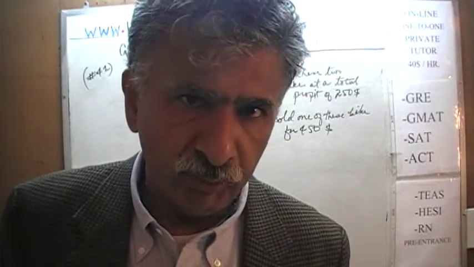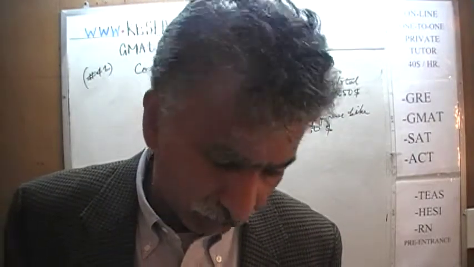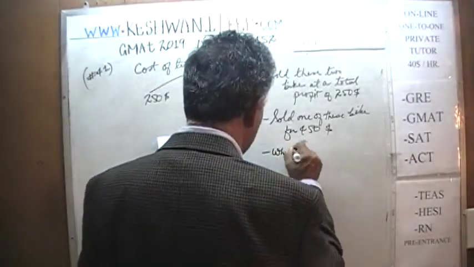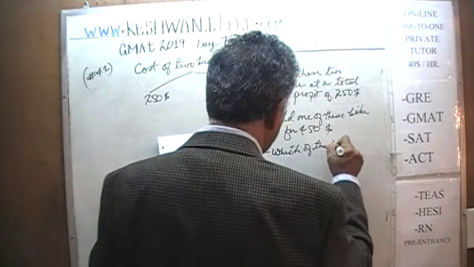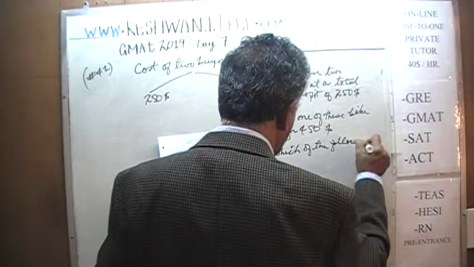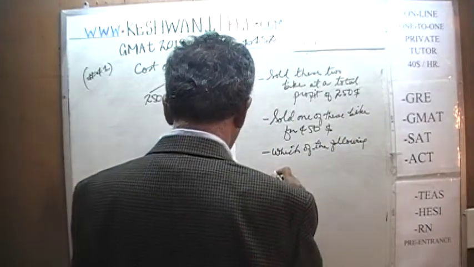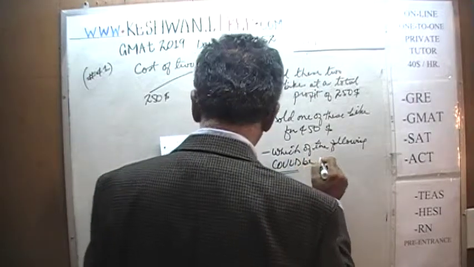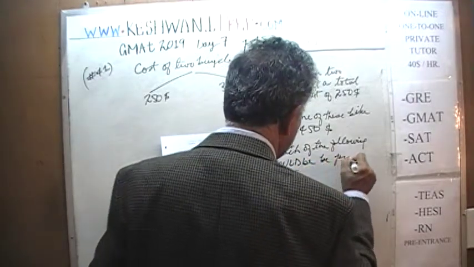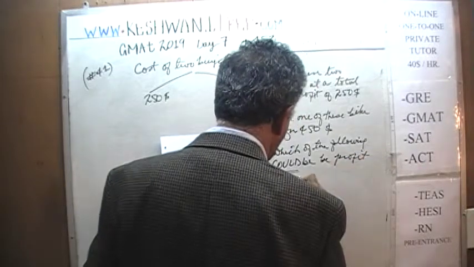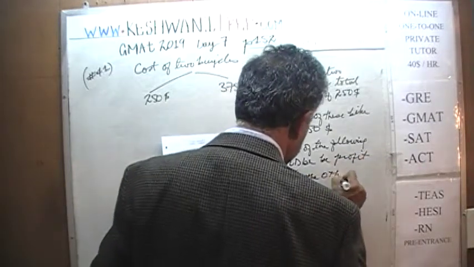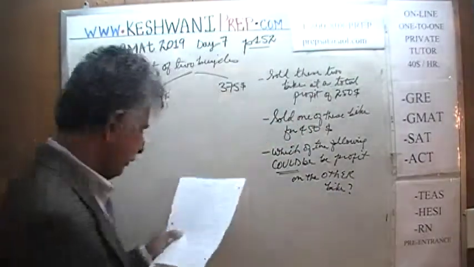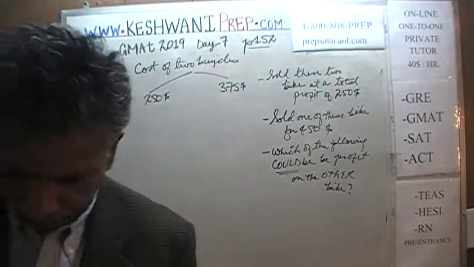They just tell us he sold one of these two bikes for $450. The question is very simple. Question simply is, which of the following could be the profit on the other bike? Let's find out, shall we?